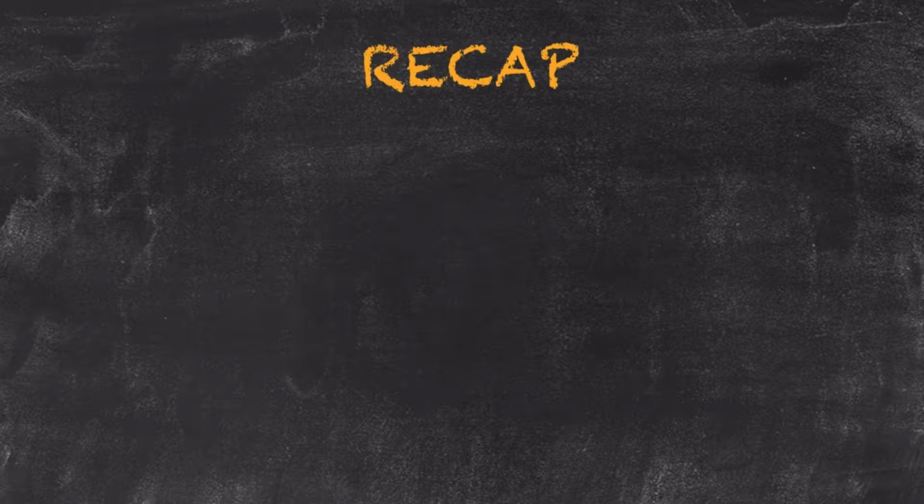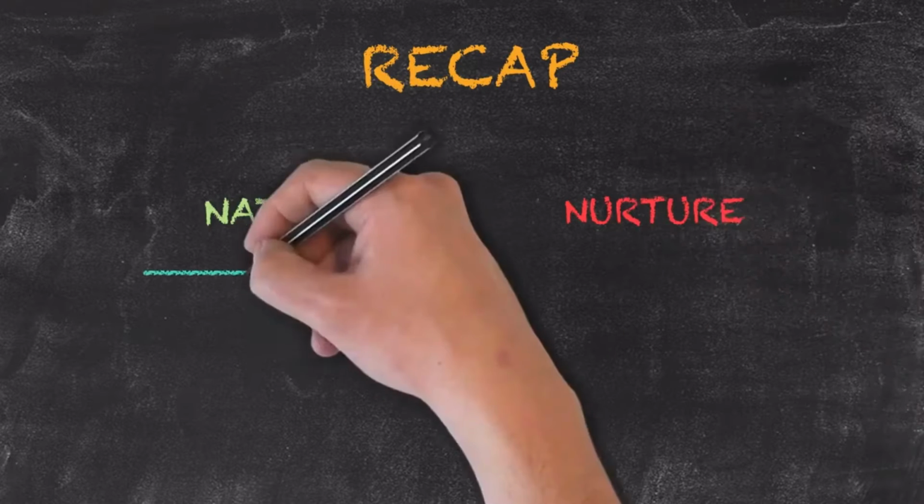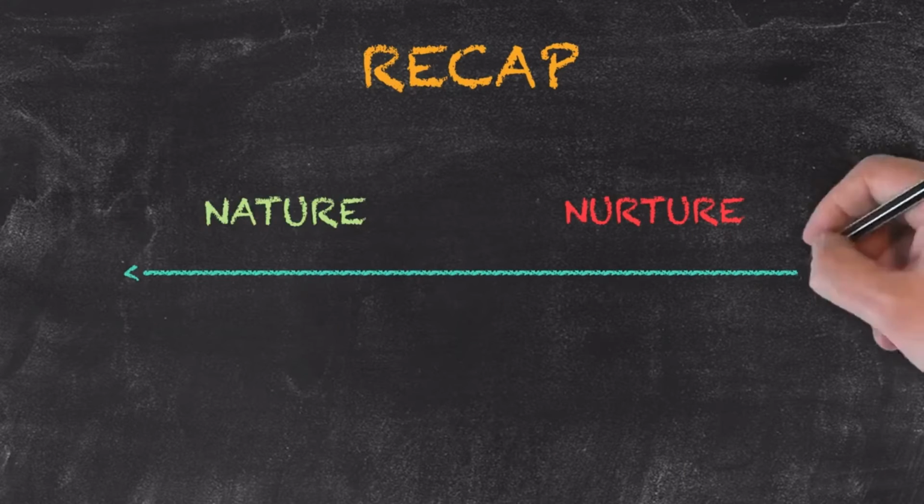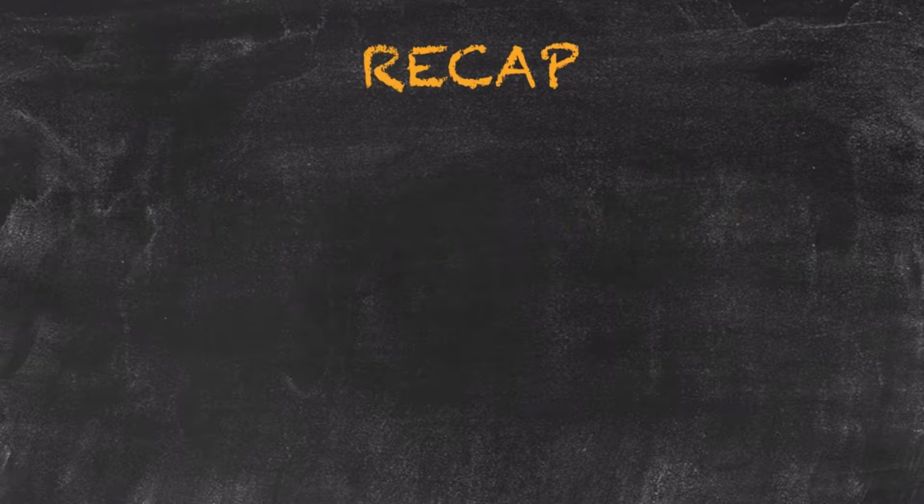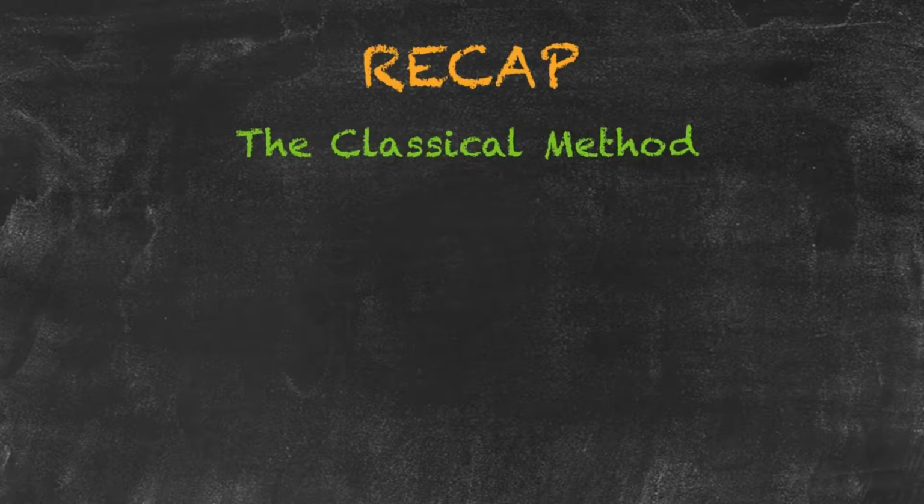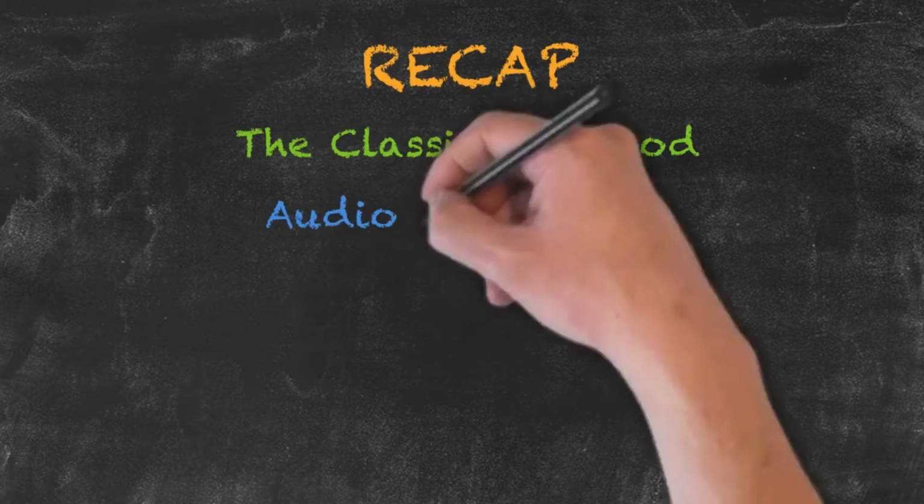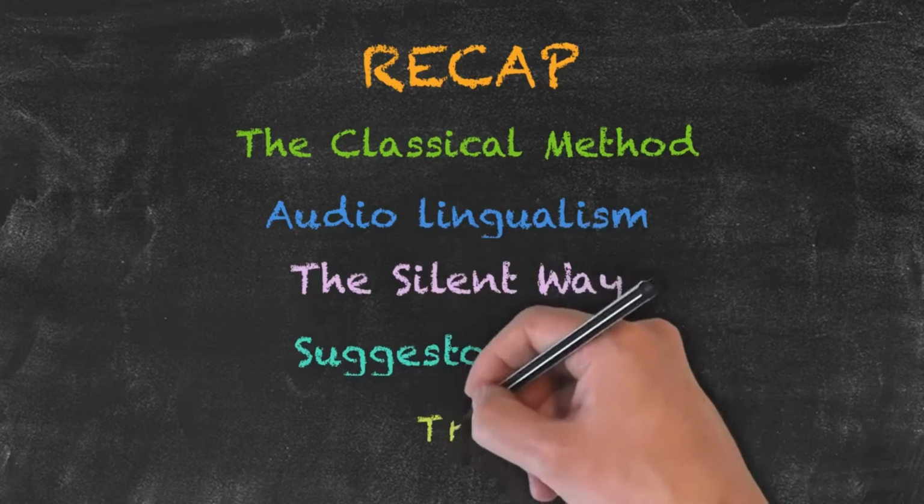We're looking at different learning methodologies. Each of those methodologies takes its premise from being somewhere on this particular spectrum of nature versus nurture. And where we are on this spectrum gives us a starting point for the background or theory to that particular methodology. So we've had a look, starting in the 17th century and the classical method, and moving on as the ideas of psychology developed to various methods such as audiolingualism, silent way, suggestopedia, and TPR.